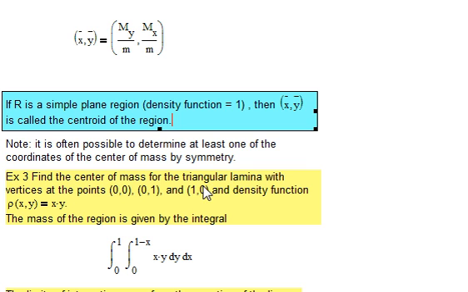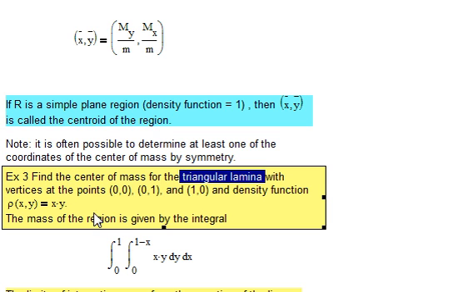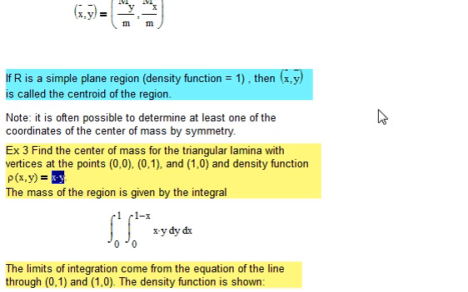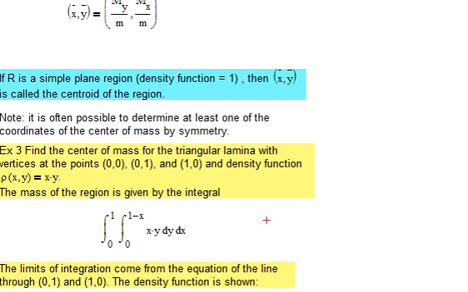But so, find the center of mass for the triangular lamina with vertices the points (0, 0), (0, 1), and (1, 0), and density function rho of x, y equals x times y. So the mass of the region is given by this integral, x times y, that's the density function. I have it in this order, dy dx, and I want you to think through this triangle.